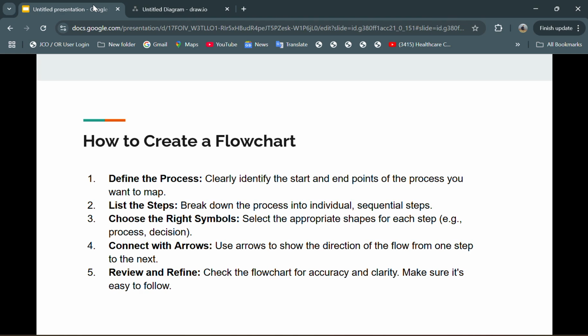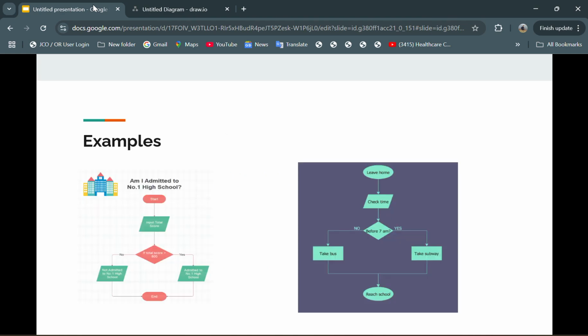Check the flow chart for accuracy and clarity, whether it is clear and meets the user requirement, and make sure it is an easy flow and understandable for technical and non-technical stakeholders. So let's discuss some examples of the flow chart.